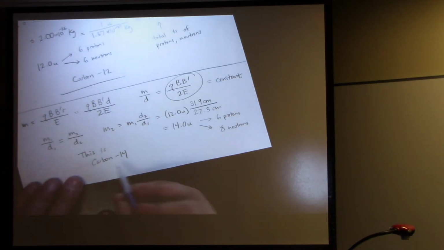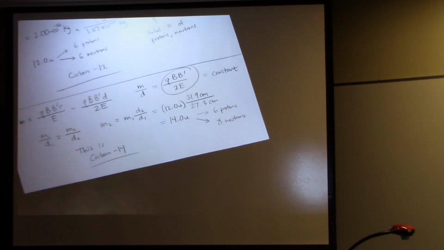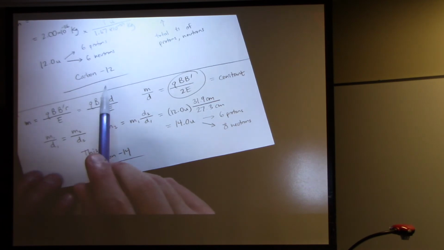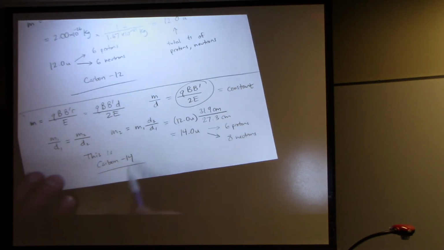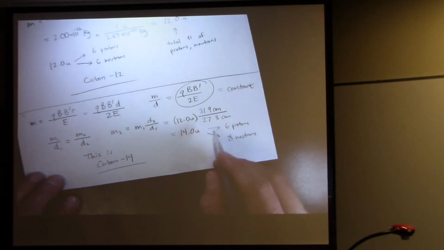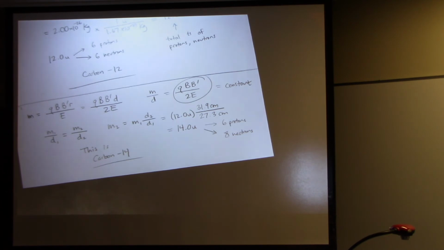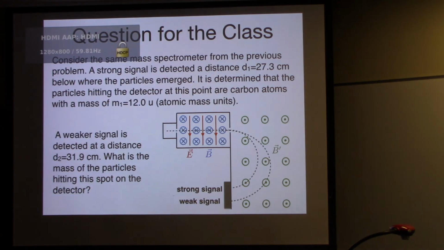Okay, so that's actually one use of a mass spectrometer, is you can detect different isotopes of the same atom. Again, that just means different numbers of neutrons for the same type of atom. That can be detected using a mass spectrometer. So that's the question. The answer was 14 atomic mass units.